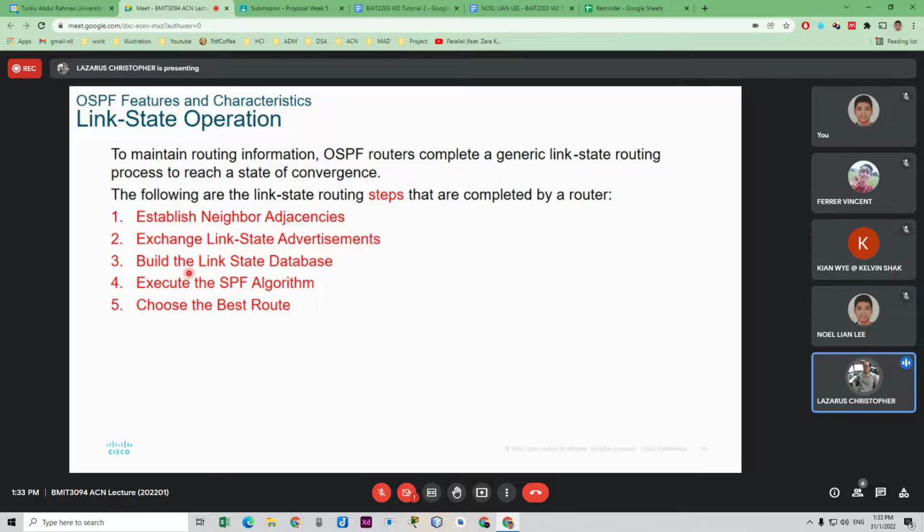So these steps need to be completed step by step, right? From 1 to 5 is the time to converge. Once you reach 5 and you have a routing table, that means as a router you have convergence, right?